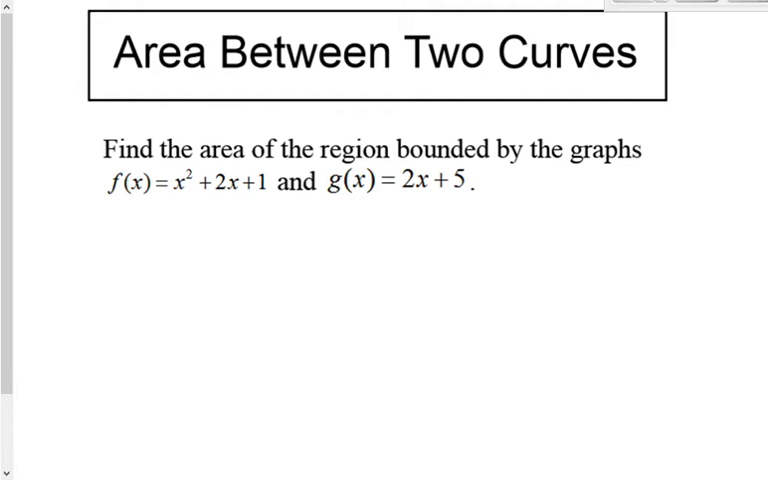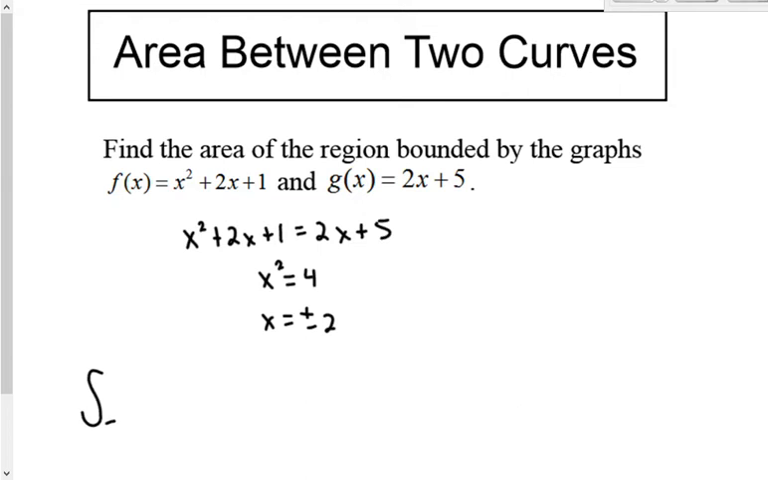So the first thing we're going to want to do here is figure out where x squared plus 2x plus 1 equals 2x plus 5. Okay, so we'll go through and solve this for x. I'll subtract 2x from both sides, subtract 1 from both sides. I'll get x squared is 4, so I wind up getting x is plus or minus 2. Okay, so I know when I go to integrate now, I'm going to go from -2 to 2. Those are the boundaries, the lower and upper bound of my region.